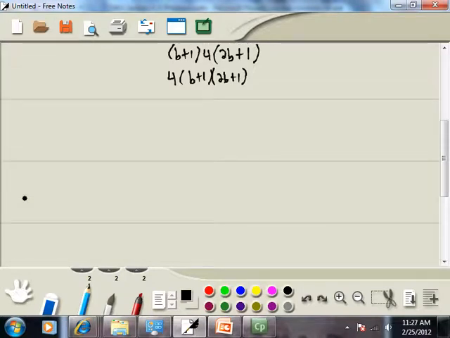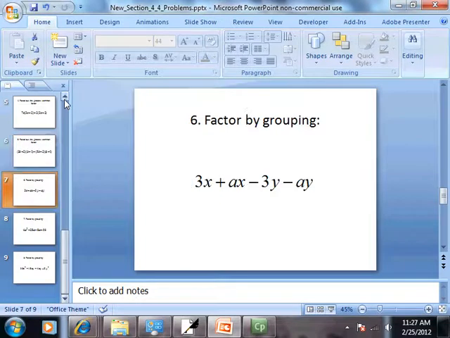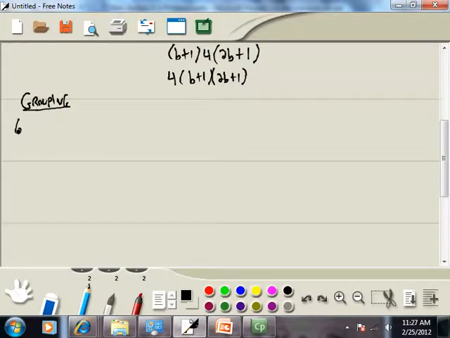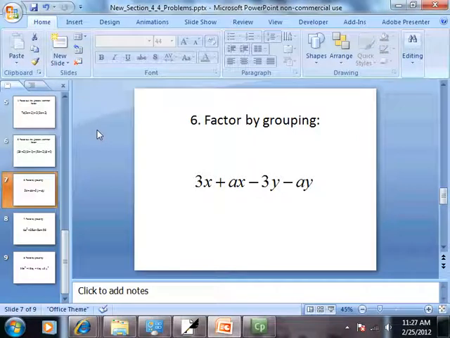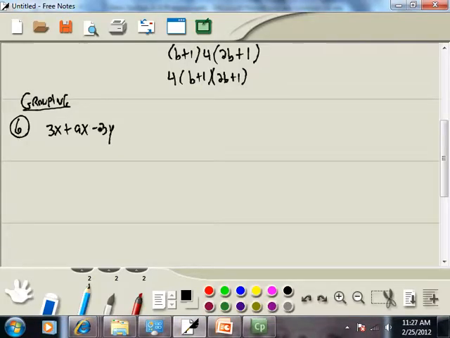Let's take a look at some grouping problems. And let's look at our sixth example here. We got 3x plus ax minus 3y minus ay. Now with grouping, use grouping when you have 4 or more terms, just to refresh your memory. So we have 4 more terms here.